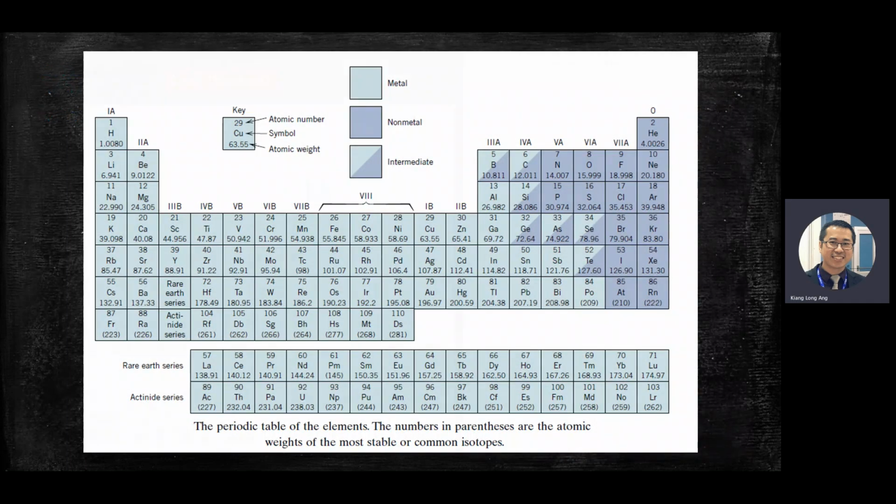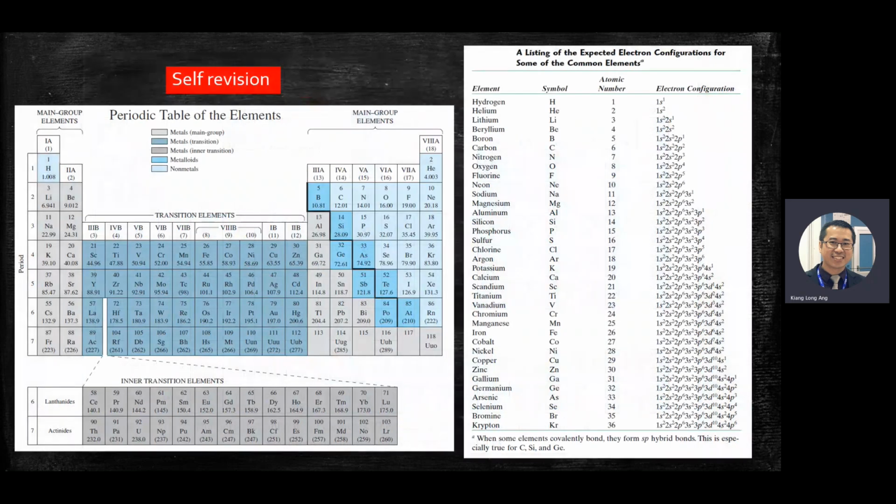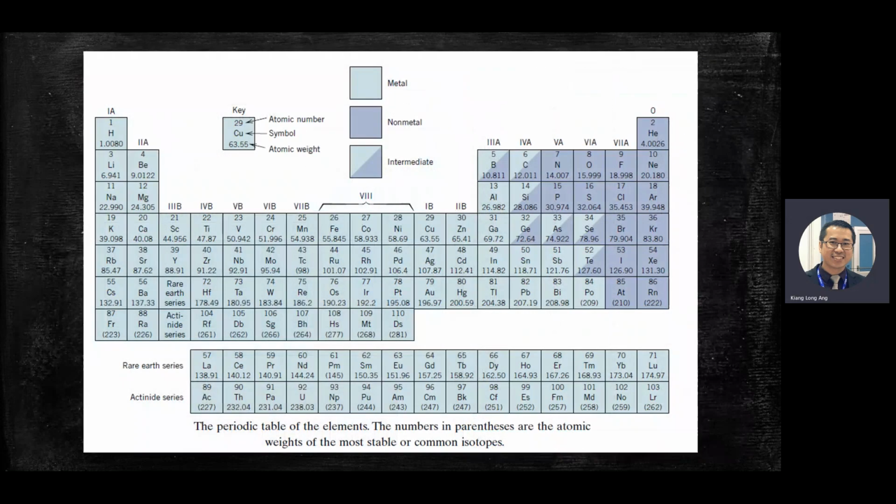Okay, so this is another periodic table. This one with metals, non-metals, intermediate is a more simplified version compared to this one. This one has more colors. This one is more direct. If you see this one, it just tells you the question is mixing metal and non-metal.